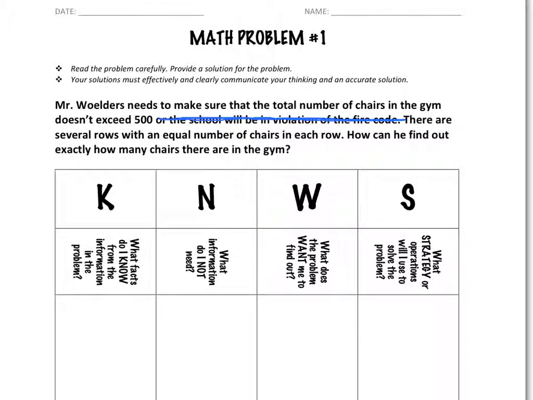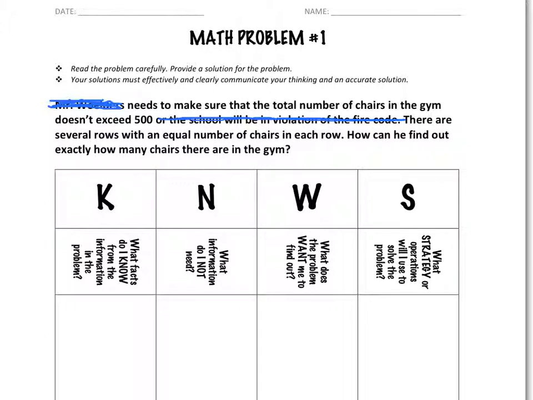Hope, what else do I not need? Mr. Wolders is totally irrelevant. He's totally useless. We don't need him. All right, Miss Jada. Sorry, I couldn't hear Miss Jada because there was some rustling over here. Miss Jada, try that again.